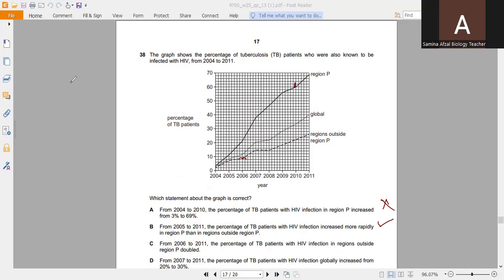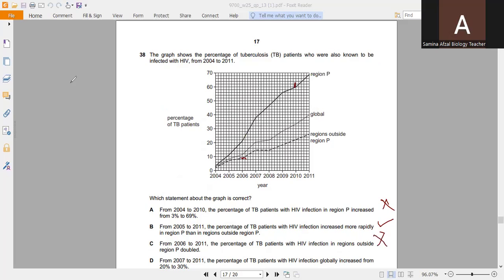The percentage of TB patients with infection in regions outside doubled. So in 2006, on the line, you can see it is about 8, and in 2011 it is more than doubled. So it is more than doubled, so this is not the correct option.